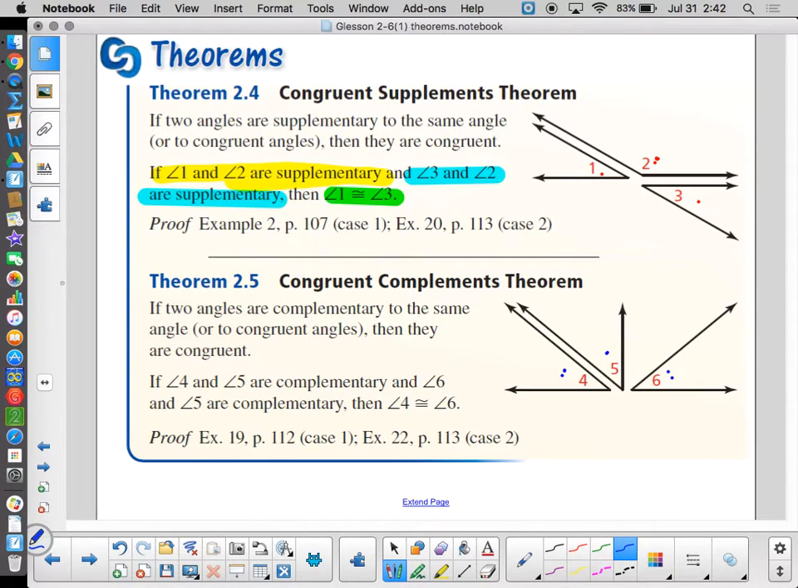But again, if we put numbers in here, let's say, for example, just for fun, let's say this angle was 40 degrees. Then this angle would have to be 50 degrees in order for them to be complementary. If these two are complementary, 5 and 6 now, what does the measure of 6 have to be? 40 degrees. Oh, congruent to number 4, not complementary to number 4. And you can put whatever numbers you want in there. It always works out.